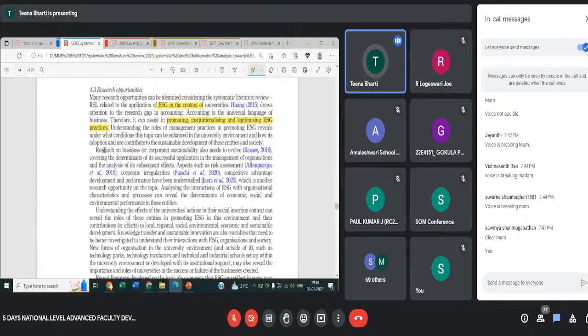Then comes the other thing these authors have mentioned, particularly research on business or corporate sustainability. You can also try and dig into this area of business sustainability or corporate sustainability, and they have mentioned that it might provide certain determinants which can lead to successful application of this particular concept, or it might highlight the irregularities.